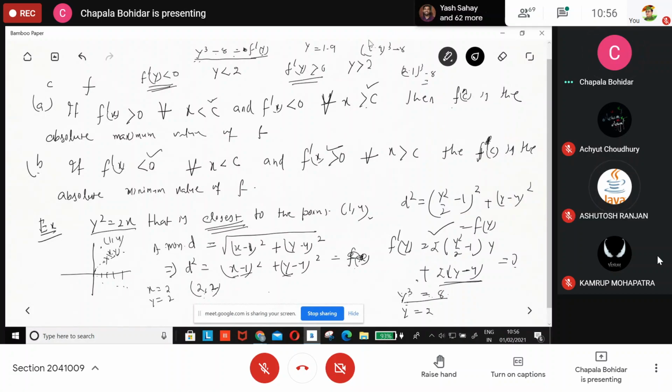Okay. If the question asks you to find the value of d, then what will you do? You have to find the value here. Just to solve our problem, I am using d square. You find the value of d, put the values of x and y here and find the value of d. Clear? All of you clear this question? Okay.